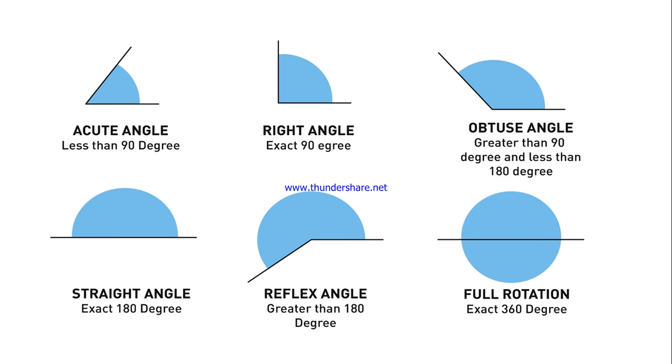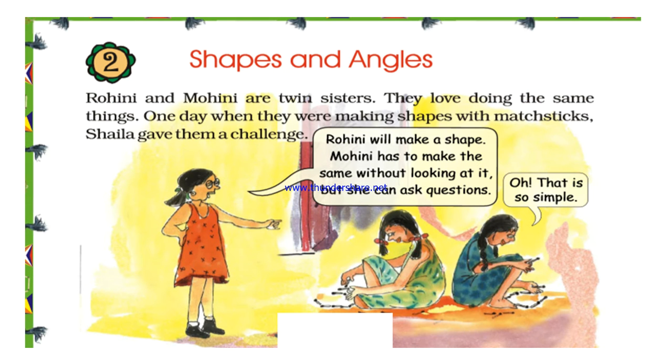Okay, then some more types of angles. Now we have seen the types of angles. About these types of angles we'll discuss later, children. Angles like this are also possible. Okay, then now we are coming to the chapter Shapes and Angles.